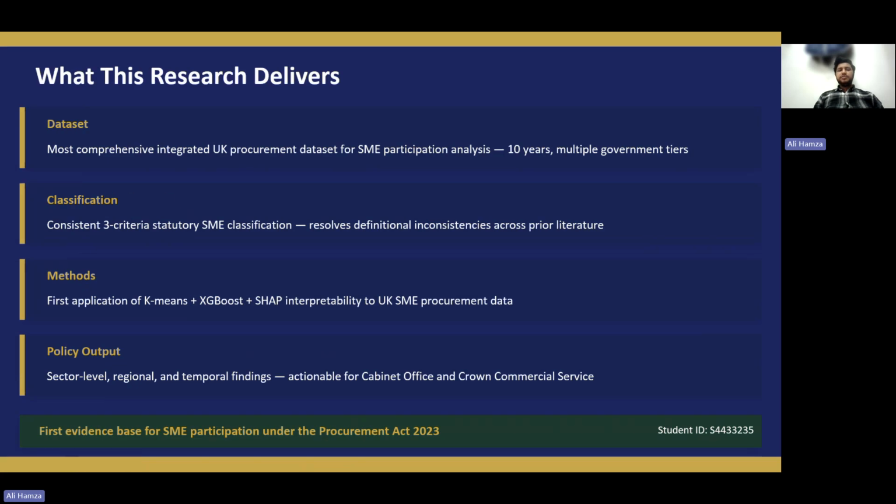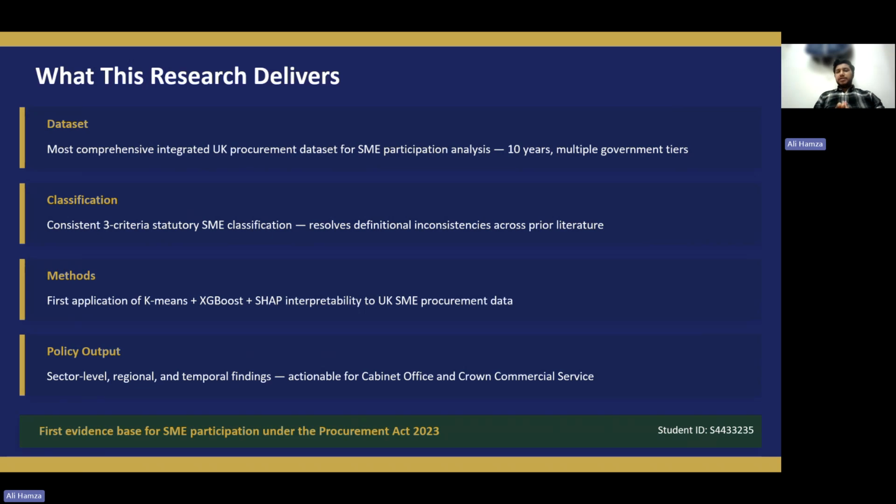Just to summarize, we do have a data set which is going to be from the UK procurement data set. Then we have used the classification. For that, we have three criteria. The SME classification, you will see in the report, and that is explained in detail to resolve the definitional inconsistencies across the prior literature. For methods, we do have the first application of k-means plus XGBoost and SHAP for interpretability to UK SME procurement data.